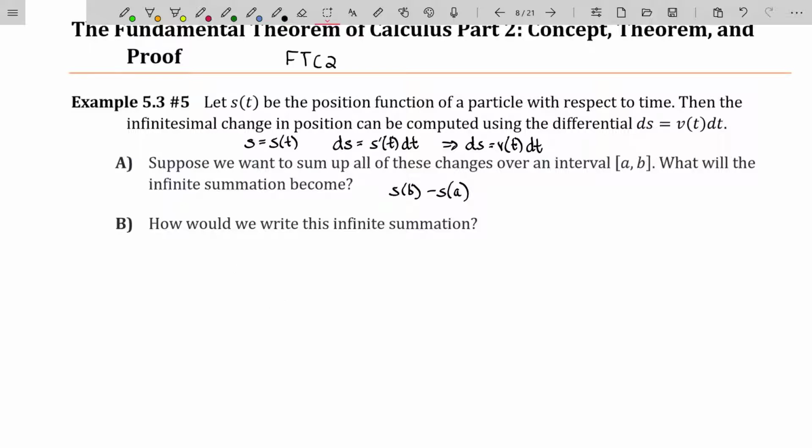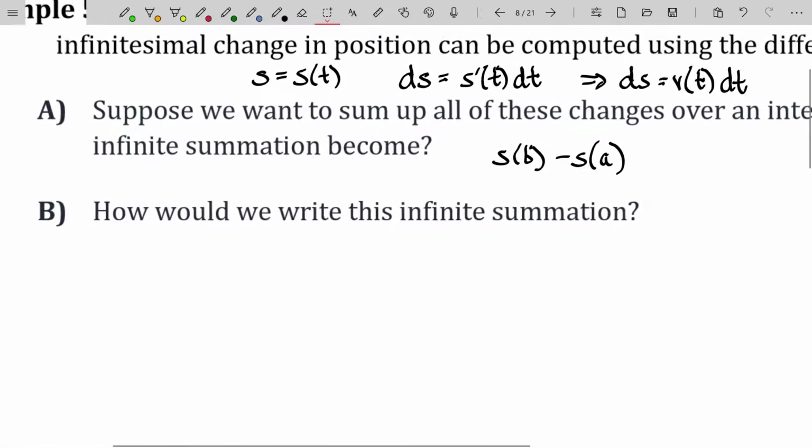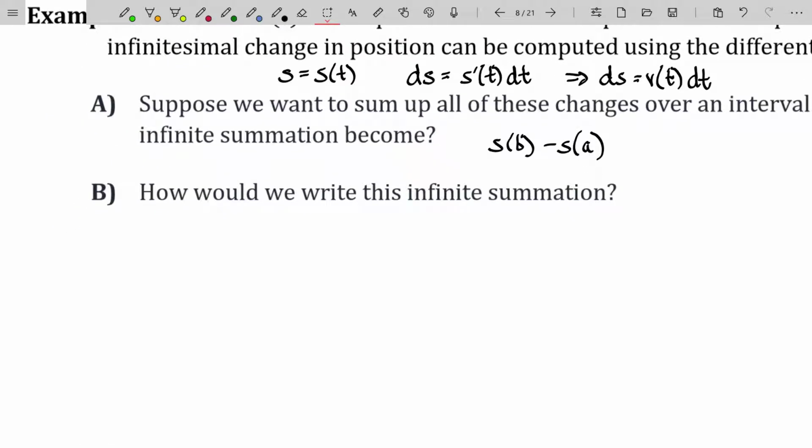Now the second part, how would we write this as an infinite summation? Well, I would start with, what if we were to add these up? Let's add up all of our steps. Let's say we took n steps. So I'm going to add from 1 to n all of our little steps. Our steps were all these little step sizes, ds's. I took a little step forward, took a little step back, that type of thing.